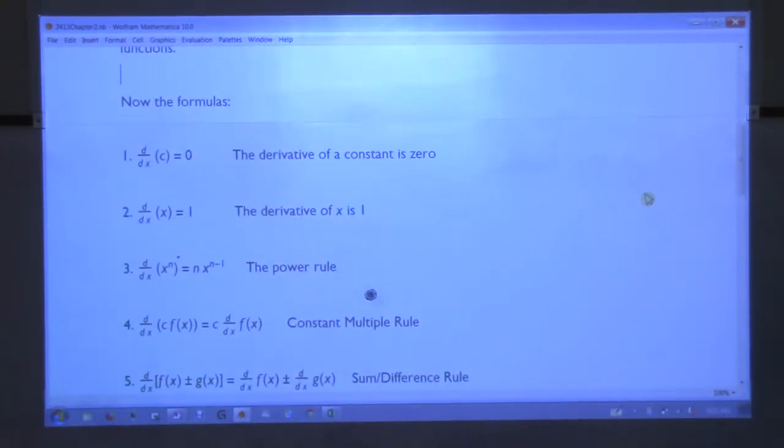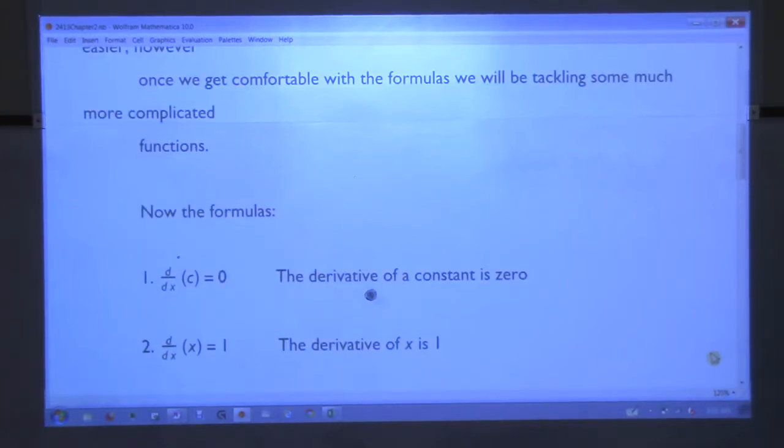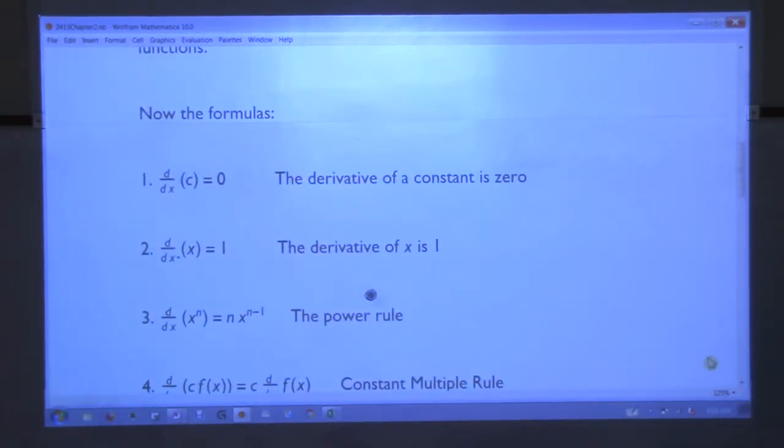And so what I'd like to do is go through these formulas and then just give you examples. The main idea, again, is that we no longer have to do the limit if we're asked to take a derivative. Aren't you all excited? Sure. All right. So let's look at the first one.